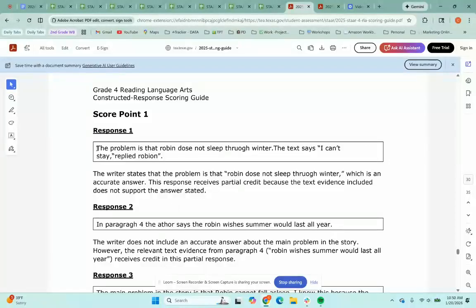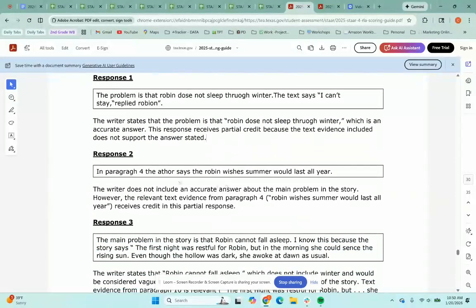The problem is the robin does not sleep through the winter. Okay, so see how this one has that keyword winter, and it got 1 point because it got the answer right, but the text evidence, I can't stay, that's not good enough. That doesn't really show that she doesn't like winter. Okay, in paragraph 4, the author says the robin wishes summer would last all year. Okay, that's the right answer, but where's the evidence? So that would be a 1.